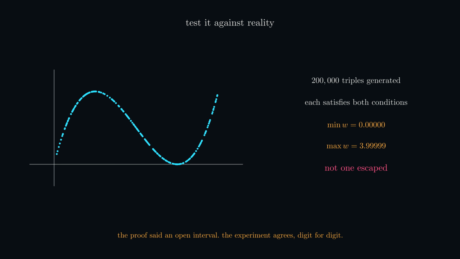Then we looked at the products. Smallest observed, 0.0000. Largest observed, 3.9999. Not one of the 200,000 left the interval, and both ends were approached but never touched. That is not why the statement is true. It is true because of the derivative and the three crossings. This is only evidence that we made no slip along the way. The proof set an open interval. The experiment agrees, digit for digit.